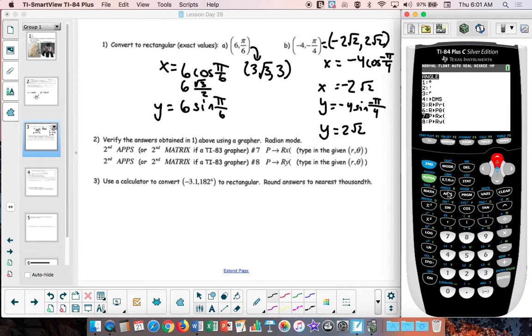You're going to hit enter or hit 7, and then you're going to type in the coordinate. So 6, comma, pi over 6 for number 1. It kind of looks like garbage, but we'll see if that's correct. So 3 times root 3 was our x-coordinate, 3 root 3, and what happened there?